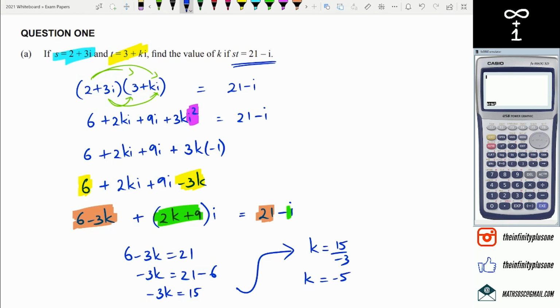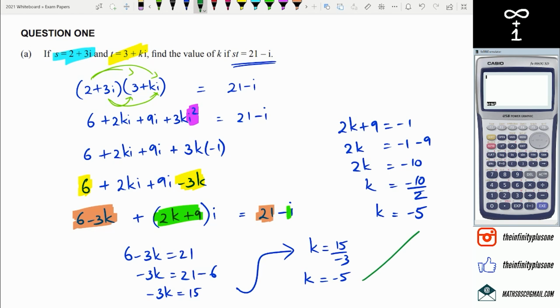Now let's say you did it the other way, 2k plus 9 equals negative 1. Then you get 2k equals negative 1 minus 9, 2k equals negative 10, and pretty much the same answer: k equals negative 5. So grades-wise, guys, either way you do it, you have to get the right solution for an achieved.